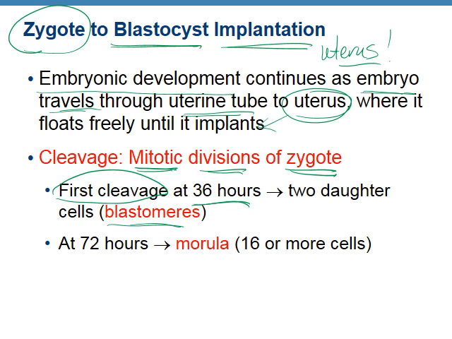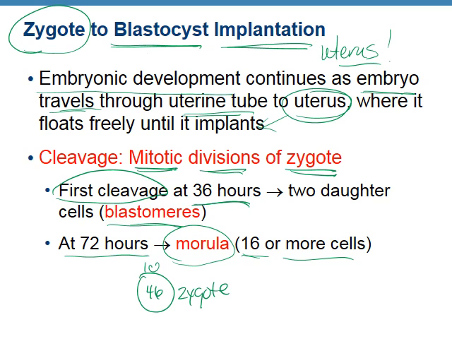You're going to have 2 daughter cells, and we call those blastomeres. At 72 hours, we're going to have a morula, which is 16 or more. So remember, we're starting with this zygote. This is 1 cell, and we're copying. So now we have 2 cells, right? And then now we have 4 cells. Don't make me draw all these, right? So we just keep doubling and doubling and doubling.